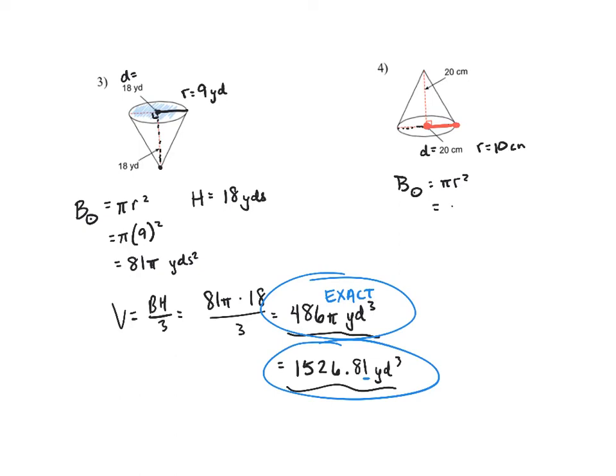So our big B is pi times 10 squared. And 10 squared is 100, so that's 100 pies. Wish I had 100 pies. I'd eat them up.